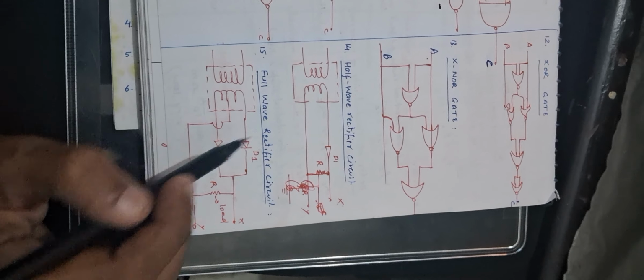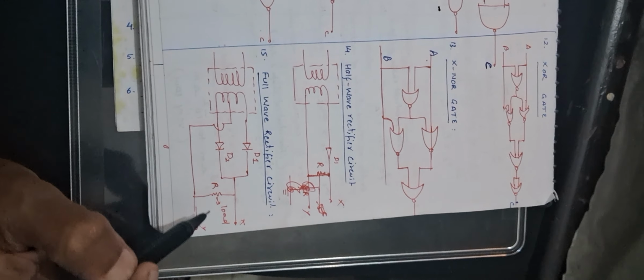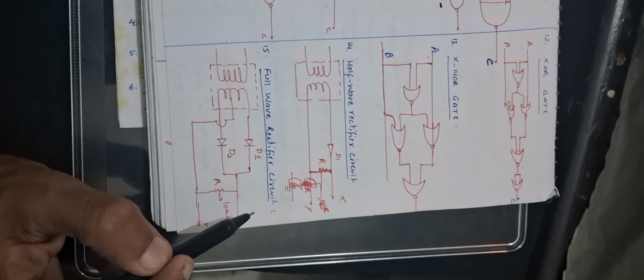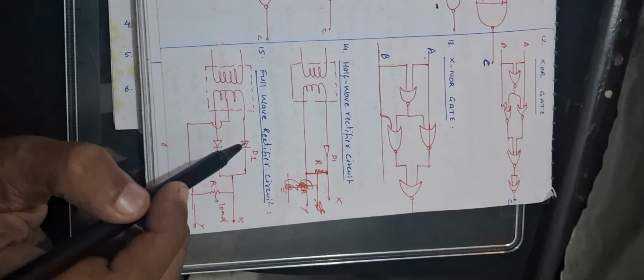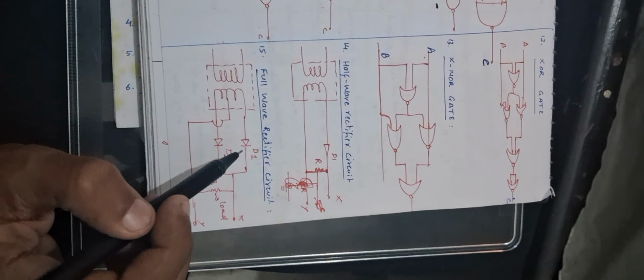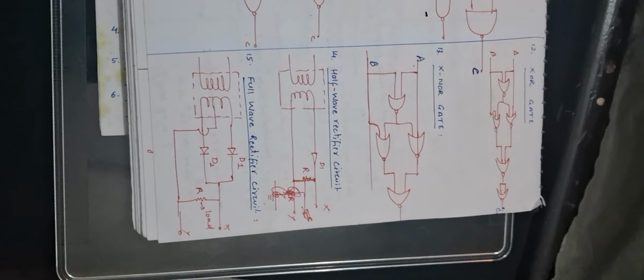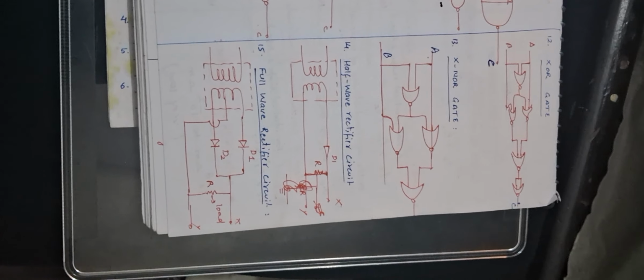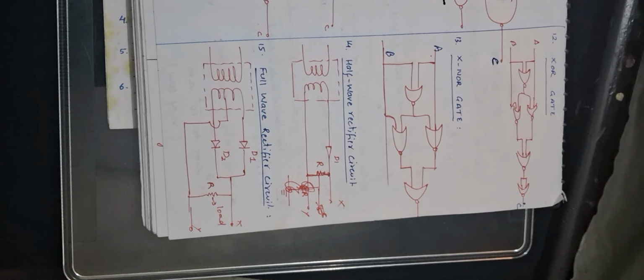Similarly, in a full wave rectifier, we use two diodes and a center tap transformer, and the load is connected between X and Y, and the output is to be taken across X and Y. During forward biasing, one of the diodes conducts, and the other does not conduct. So we get conduction during forward as well as reverse bias, which explains the full wave rectifier circuit.